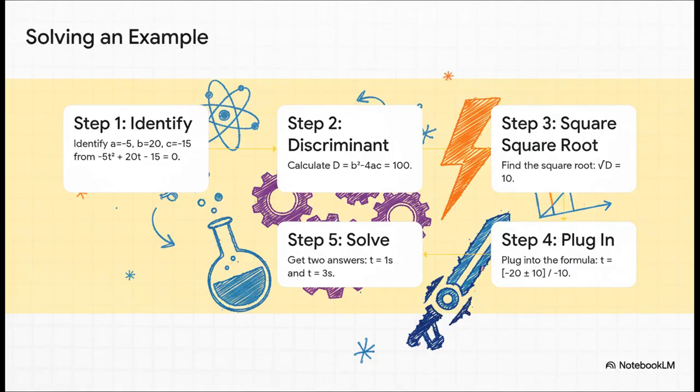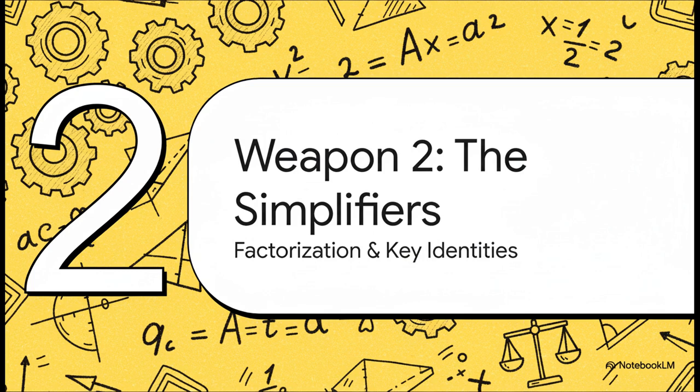So let's see it work. We identify our A, B, and C, we run the numbers, calculate the discriminant, and plug everything in. And look at that. We get 2 answers, 1 second and 3 seconds. This makes perfect sense physically, right? The ball hits that height once on the way up and then again on its way back down. Simple as that. All right, moving on to our second weapon.